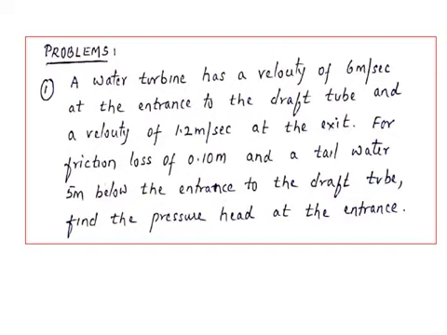So now we take a problem. A water turbine has a velocity of 6 meter per second at the entrance, so V1 is 6 meter per second. Similarly, V2 at the outlet is 1.2 meter per second at the exit, for a friction loss of 0.1 meters and the tail water 5 meters below the entrance to the draft tube. So this will become Hs. You have to find the pressure head at the entrance.